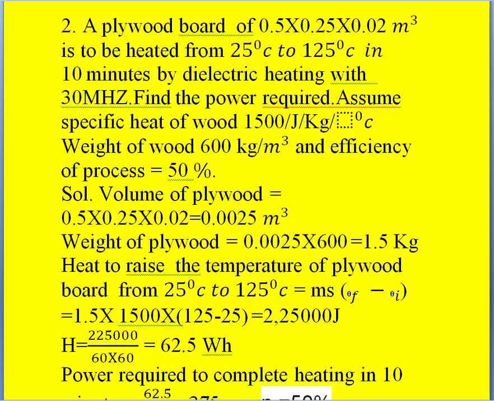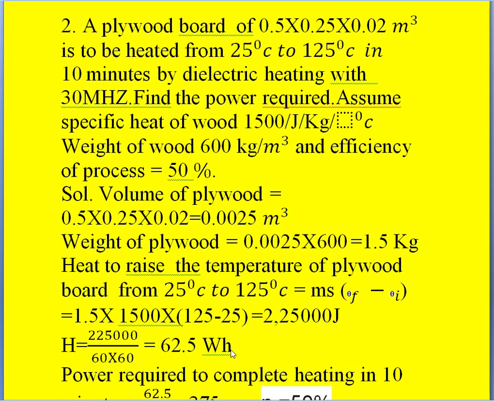So in place of m, we write the weight of the plywood, that is 1.5 kgs, into specific heat, which is given already as 1500, into theta f, the final temperature to be obtained, that is 125 degrees centigrade. We substitute here, and the initial temperature is 25 degrees centigrade. After substituting, we get 2,25,000 joules as the heat.